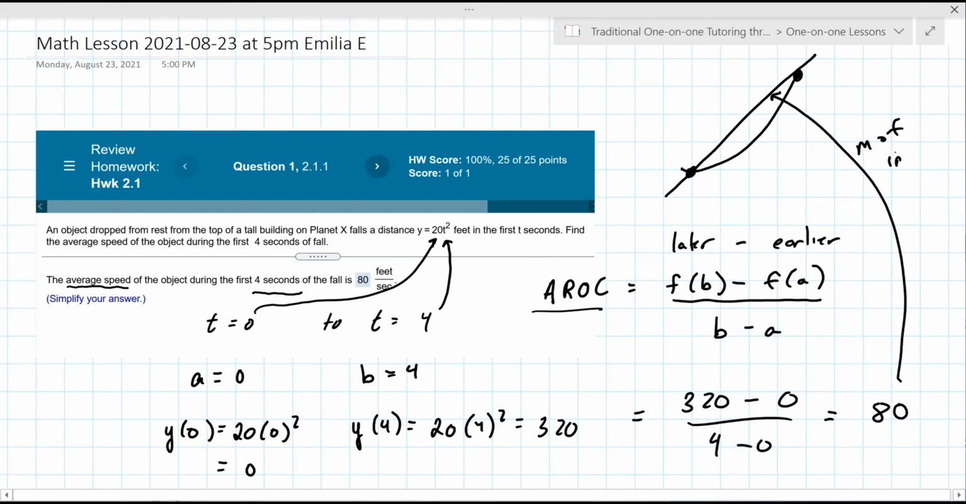So is the a always gonna be 0? No. It will tell you. They generally have to give that to you.